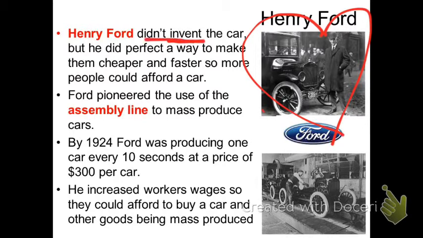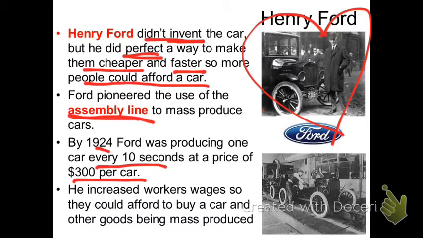Henry Ford didn't invent the car, but he did perfect a way to make them cheaper and faster so more people could afford a car. And as I think we've seen in a previous video, by 1924, I believe it was, in this one as well, Ford was producing one car every 10 seconds, and he was able to sell them at $300 a car. I think we had that in our vocabulary terms as well. The assembly line was the method by which he was able to do this.